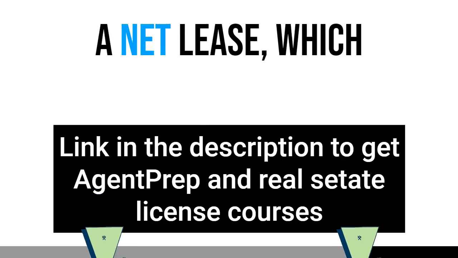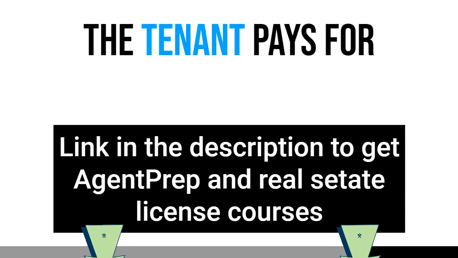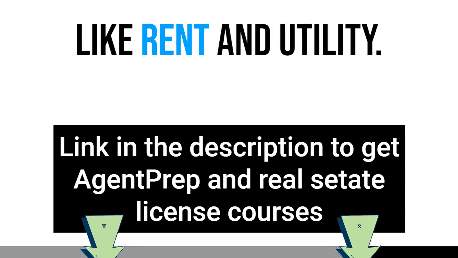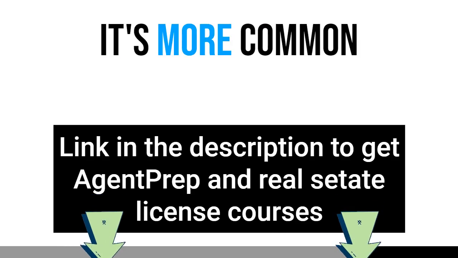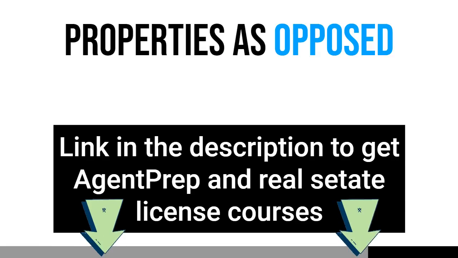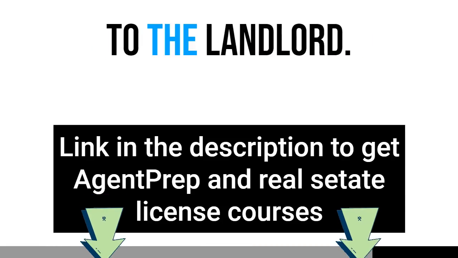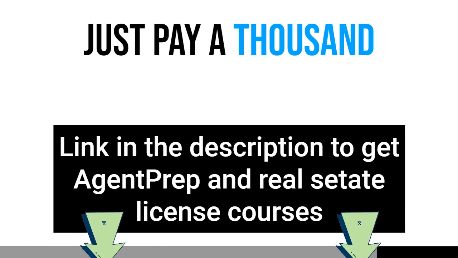A net lease, which is also known as a triple net lease. This is a lease in which the tenant pays for taxes, insurance, and maintenance in addition to other fees like rent and utilities. This is not common on your typical residential property. It's more common with commercial properties, as opposed to a gross lease. A gross lease is a lease in which the tenant pays a fixed amount to the landlord. That is your standard residential lease where somebody may just pay $1,000 a month.